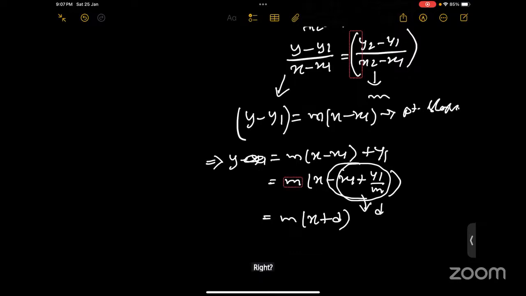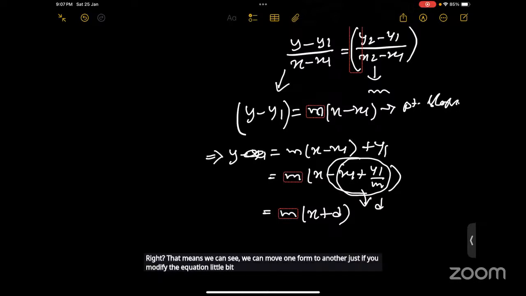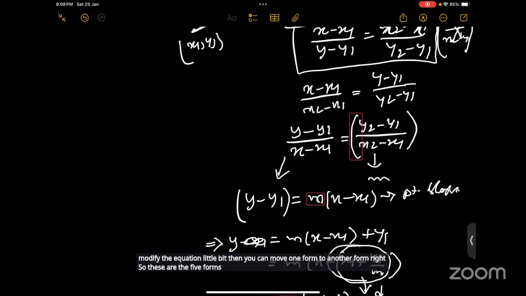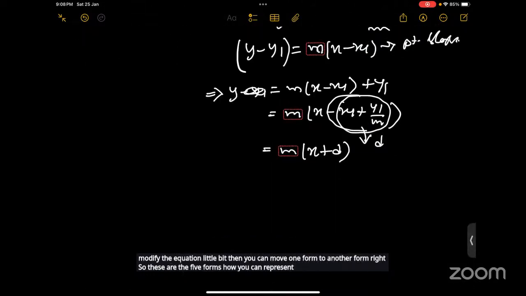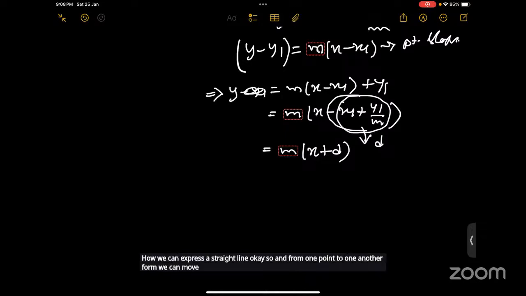That means we can move from one form to another form. If you modify the equation a little bit, you can move from one form to another. So these are the five forms in which you can express a straight line, and we can move from one form to another, right? Any question?